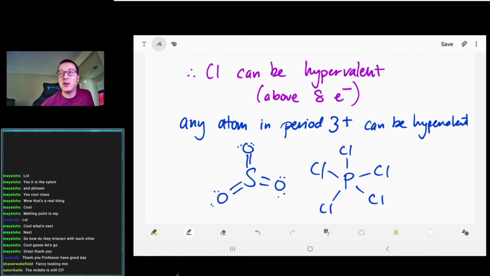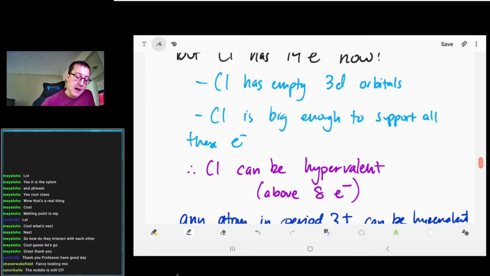Anything that's in period 3 or more can be hypervalent for these two reasons. Because anything in period 3 will have an empty 3d orbital. If it's period 4, it would have an empty 4d orbital. And then, as we know, as we go down the periodic table, things get bigger. We have more shells. We can basically hold more electrons as a result.